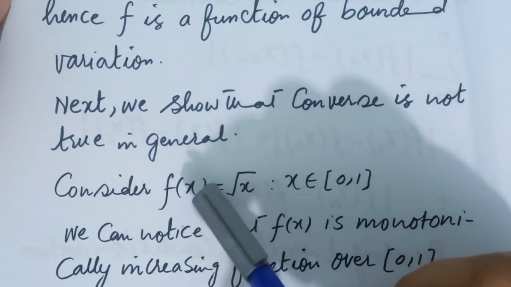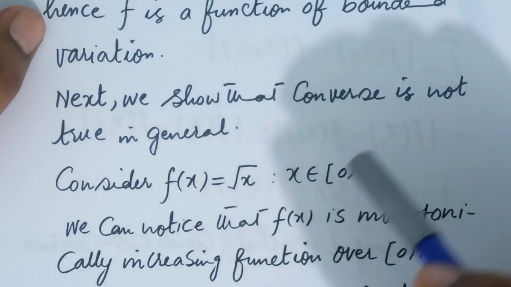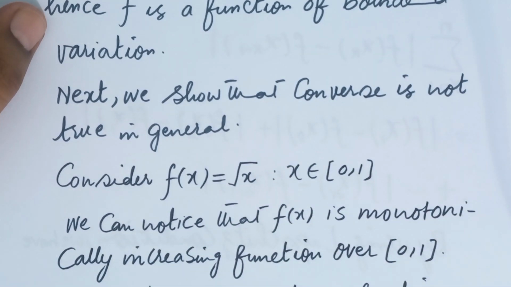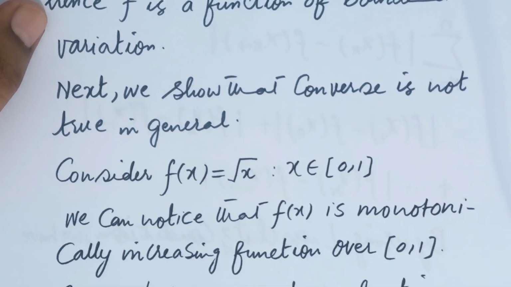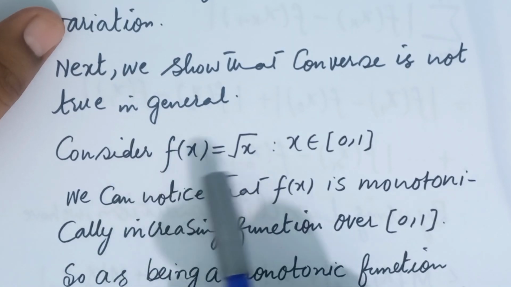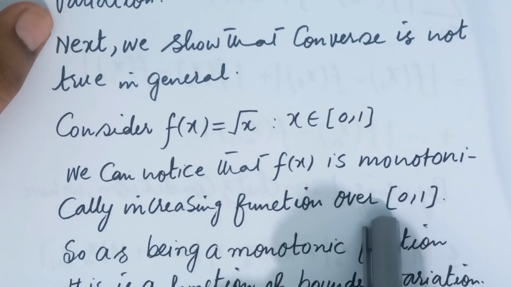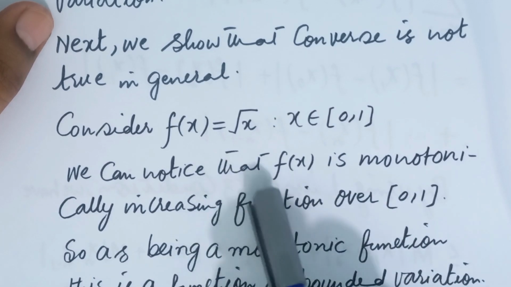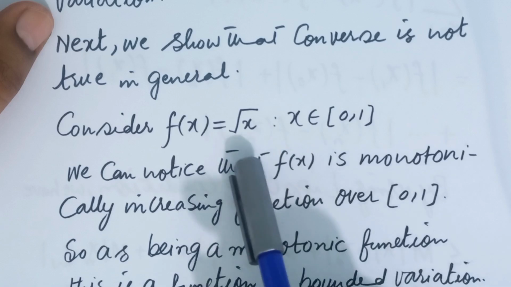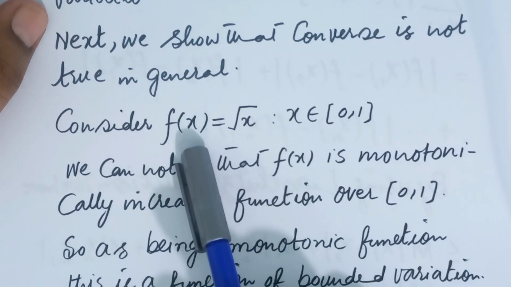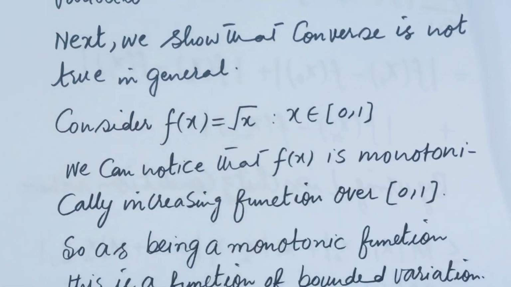Next we show that the converse of the theorem is not true in general. That is, we need an example that shows if f of x is a function of bounded variation, then it is not necessary that it is a Lipschitz function. Consider the function f of x equal to square root x. We can notice that f of x is a monotonically increasing function over the closed interval 0 to 1. We know that a function f is called monotonic increasing if its first derivative is greater than 0 over the interval.